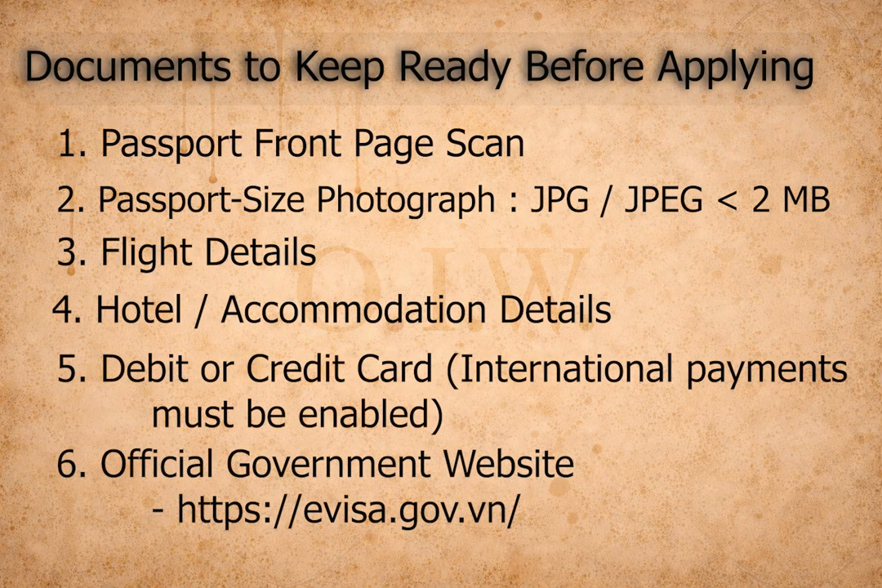So the very first thing is the documents which you have to keep handy before you apply for e-visa. Passport front page scan, passport size photograph, flight details, hotel details, debit or credit card details. You have to make sure international payments are enabled on your debit or credit card through which you're doing the payment. And you have to make sure you go to the official website, which is evisa.gov.vn.